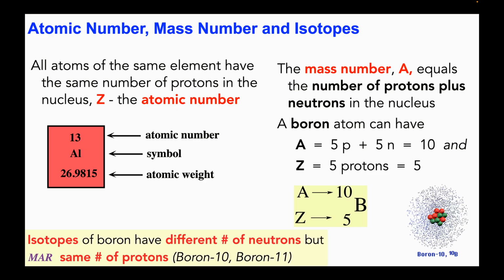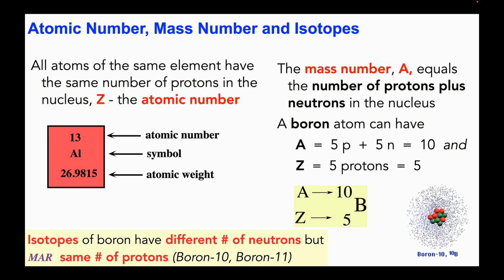Because there are different isotopes, there are different versions of boron, for example. Boron-10 is around a lot, but there is actually a boron-11. Boron-11 is a different kind of boron. It's an isotope of boron. The reason that boron-11 is different is that the mass number A for boron-11 is 11.